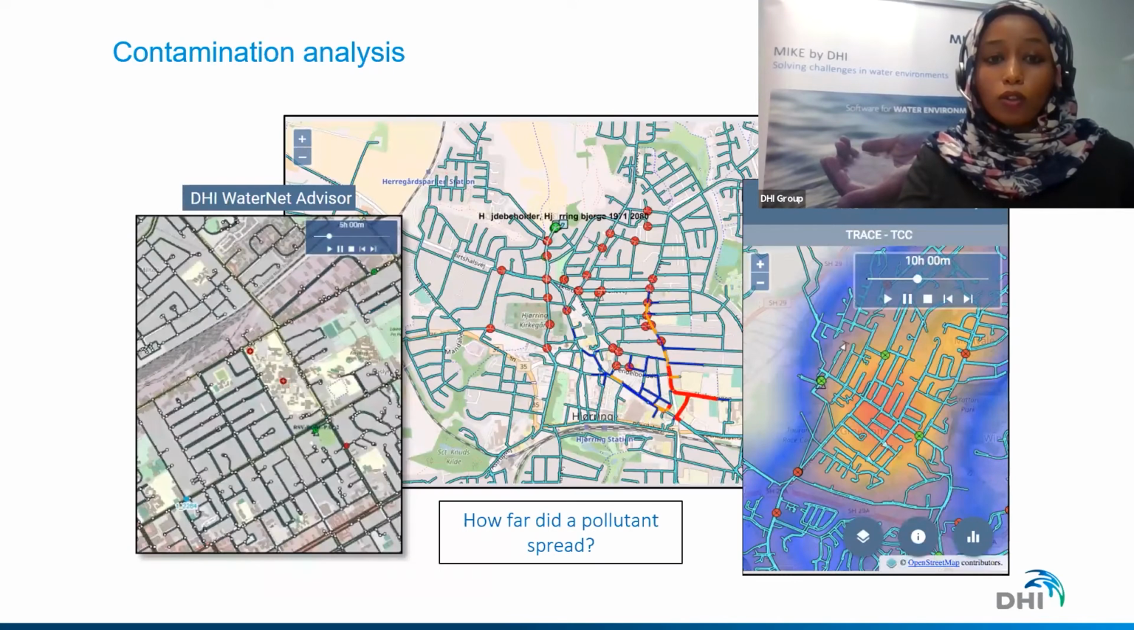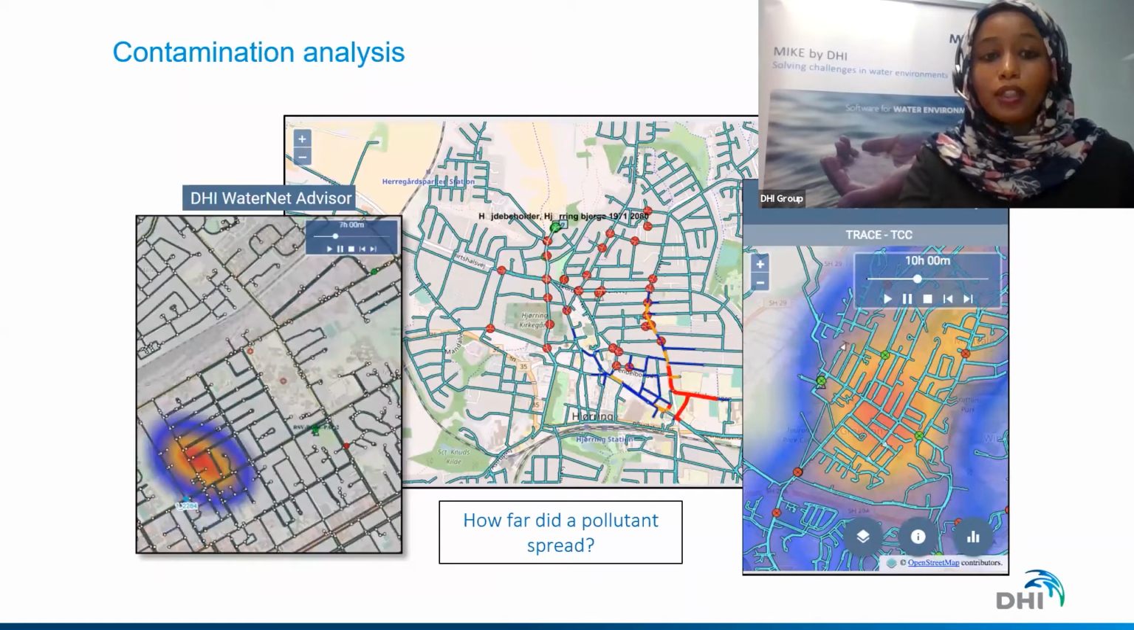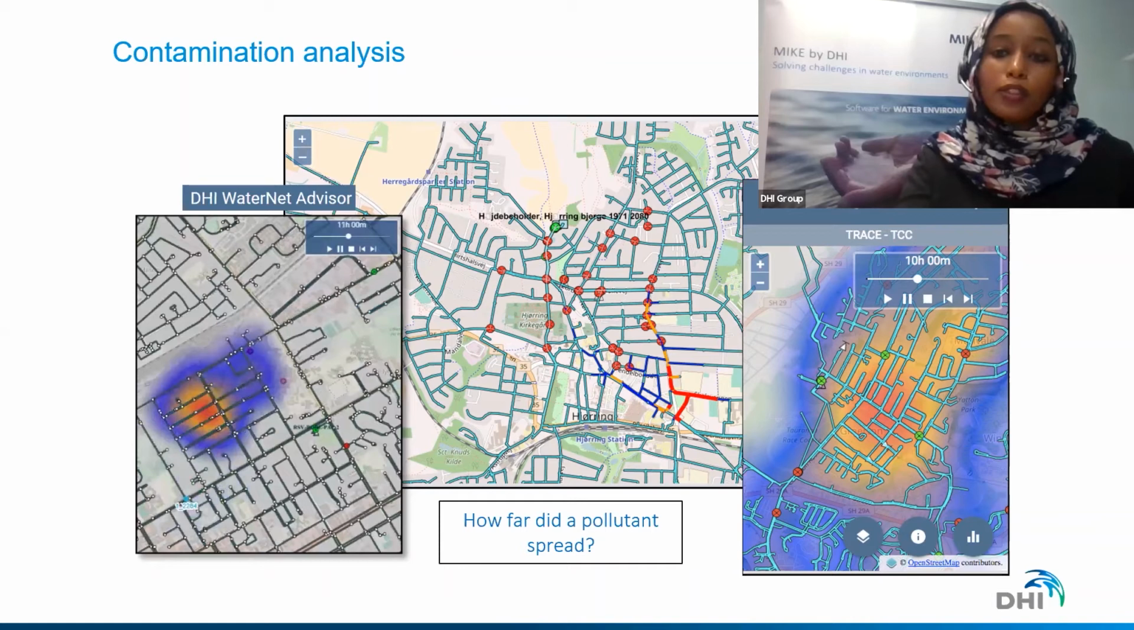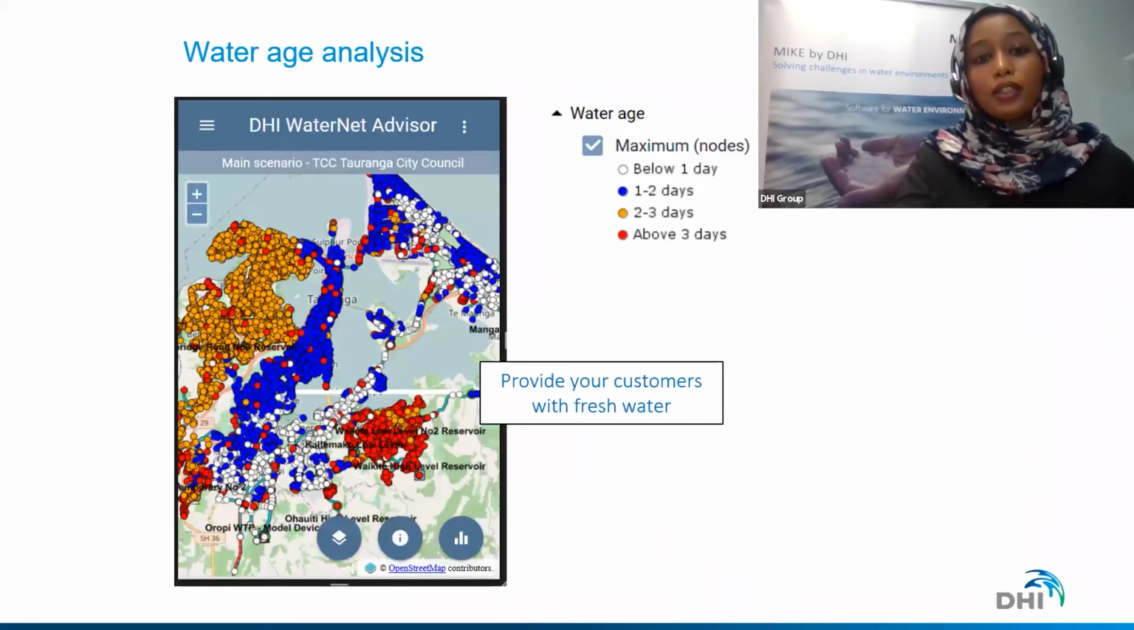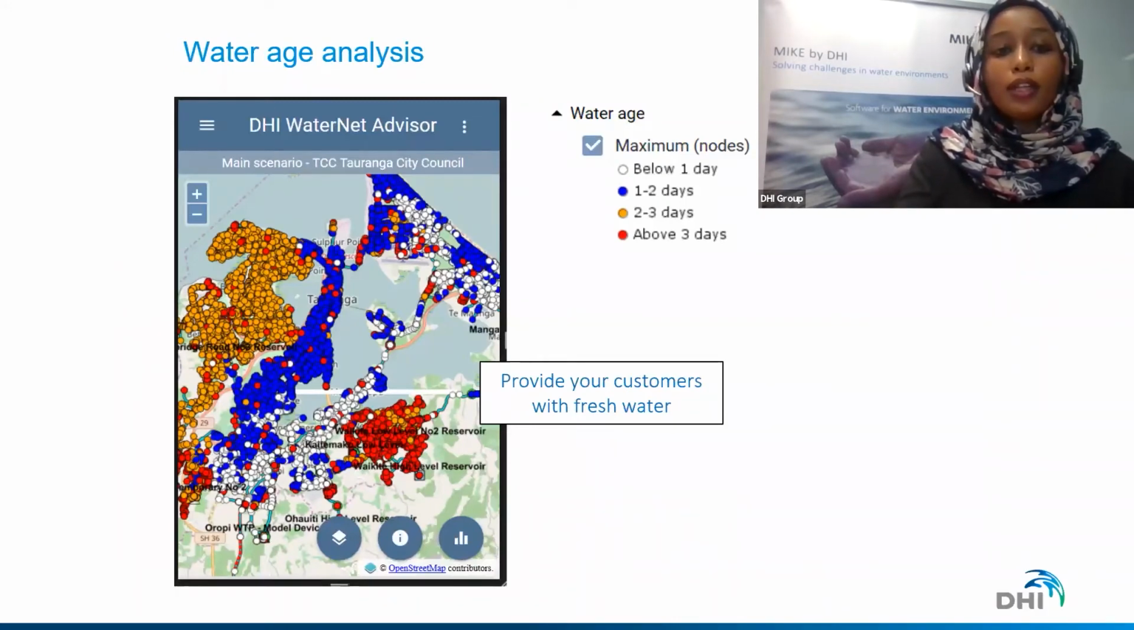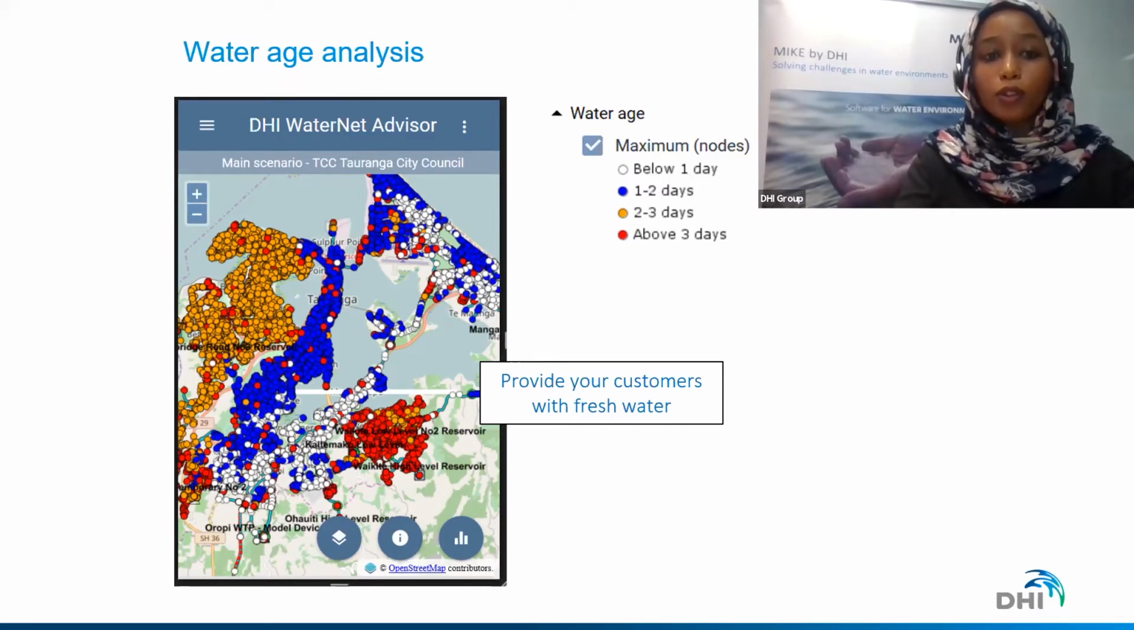Contamination analysis is also another one where, as I said, you load a specific contaminant and it uses a heat map to show you how fast and how far that contaminant is spreading over a specific period of time that you choose, let's say around 24 hours. Water age, again, is a very simple analysis that can be done in WaterNet Advisor, and it just gives you a quick snapshot of what is the water age within your network, and where would you potentially have water quality issues.